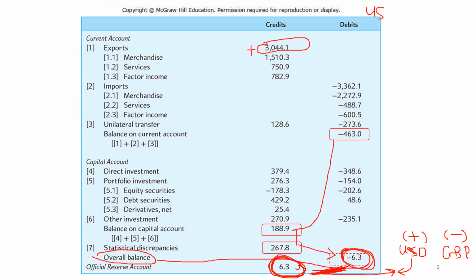Okay, so with the overall balance of the balance of payments, this number will inform the central bank of how much money they need to either acquire or supply into the market to balance the balance of payments.